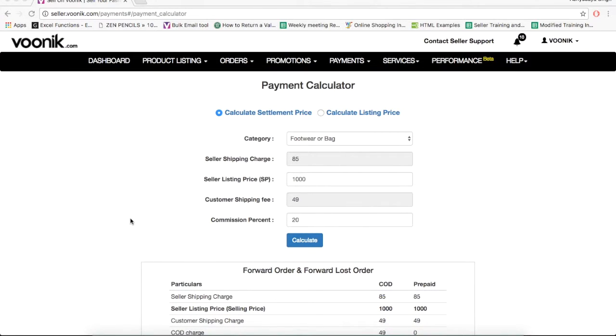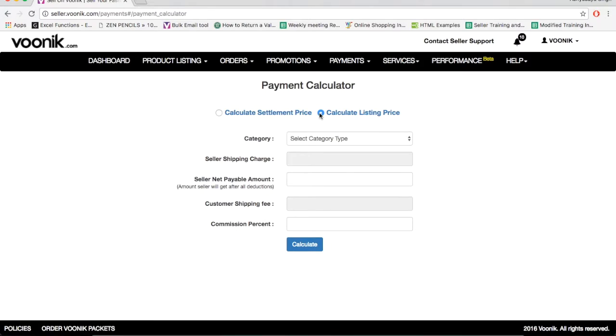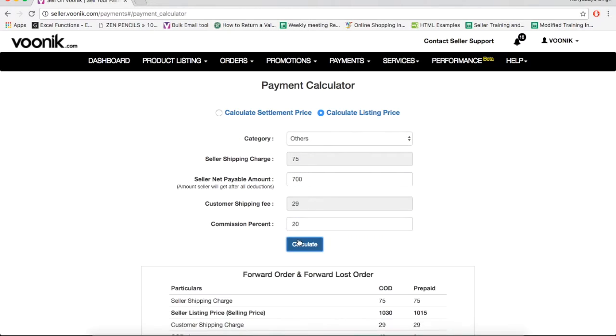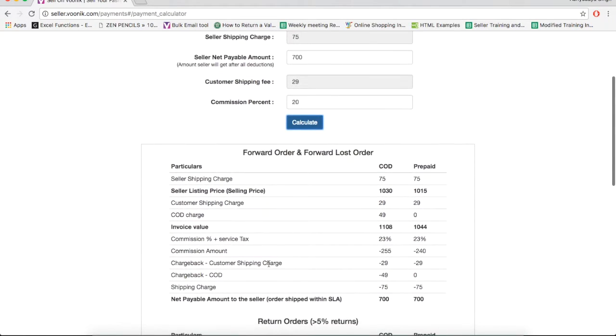If you need to find out what selling price should be set if net payout is known, select Calculate Listing Price. Select the category and type in the desired payable amount along with the commission percentage. Here you can see this is the net payable amount to the seller that we just fed, which was 700. So in order to make 700 rupees on my product, the listing price should be 1030.